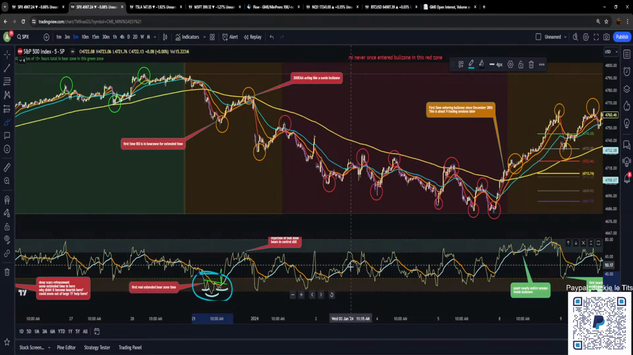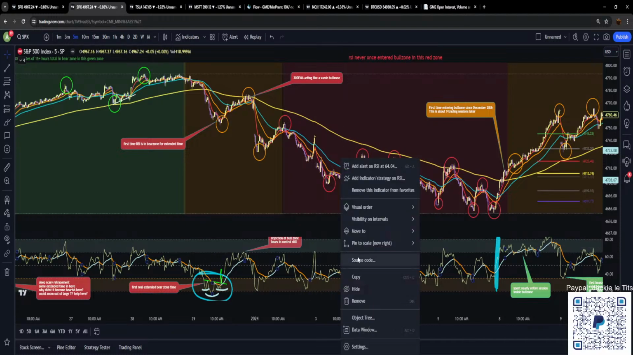Guys, how many times did you enter the bull control zone from that blue circle to this blue line? How many times did you enter the bull control zone? Somebody tell me. Perfect. Literally zero. Literally zero number of times.